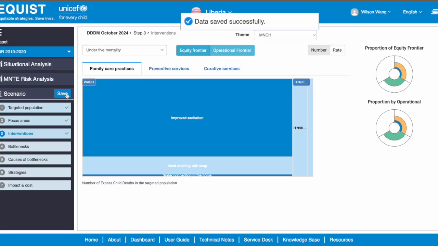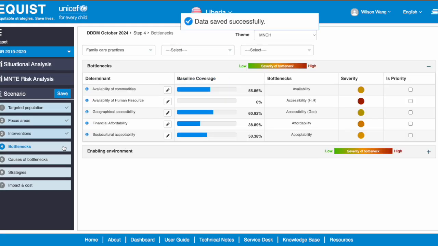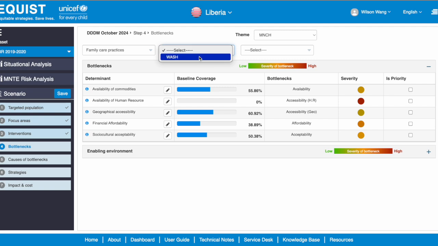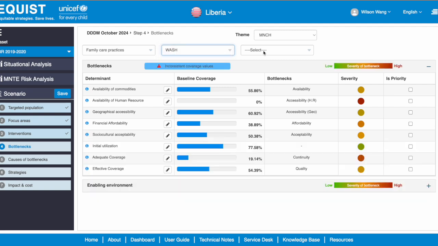So we have to save what we're going to do. Now we get to this issue of bottlenecks. In advance, for Liberia, UNICEF has already said, hey, these are issues when you do these things about coverage. This is what you can expect in terms of people getting the commodities for sanitation, for water in the home, in terms of availability. The coverage you see is 55%.